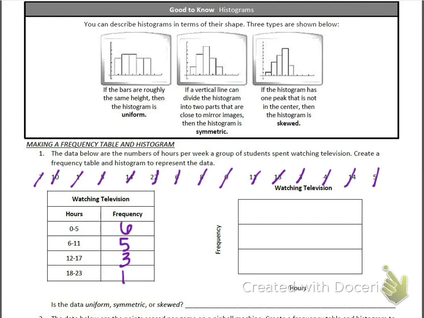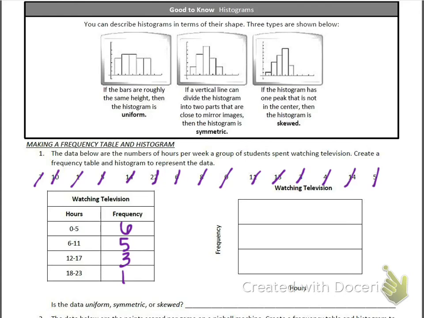Okay. So even though my biggest number was not 23, my biggest number was 22, when I made the intervals, I had to put it to 23 to make sure they were all even. Does that make sense? So if I had only put 18 to 22, the interval wouldn't be the same size. So we have to make sure they're the same size. Everybody okay with making the frequency table?